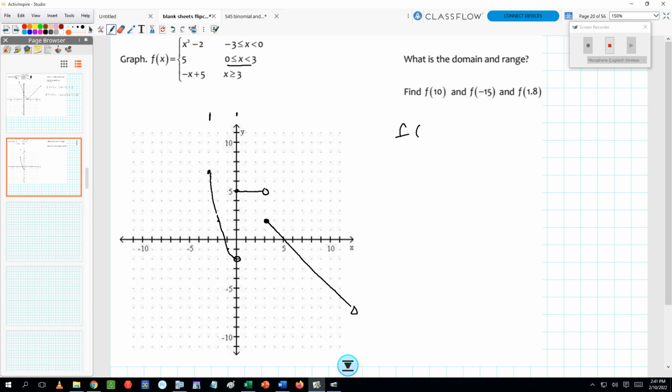f of 10. So you look over here to where 10 is. 10 is an x that is greater than 3. I'll plug it into the third one. Negative 10 plus 5, negative 5. f of negative 15.